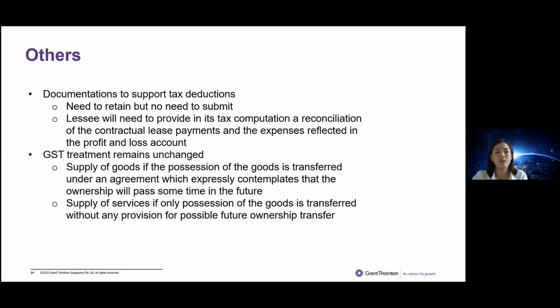However, there will be situations where you would have to account for GST as though it's a supply of goods. That will be where upfront in the lease agreement, it expressly contemplates that ownership will pass sometime in the future. A very good example of this will be hire purchase assets, where you account for GST as though it's a sale of goods upfront, even though you may not have owned the asset until you effectively make all your payments. All right. So with that, I have covered the tax aspects of FRS 116, and I'm happy to take on any questions that you have.